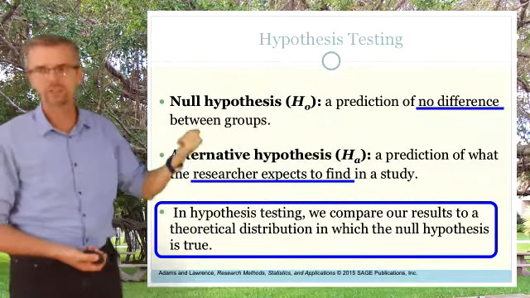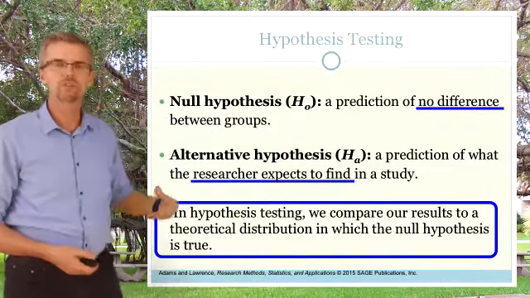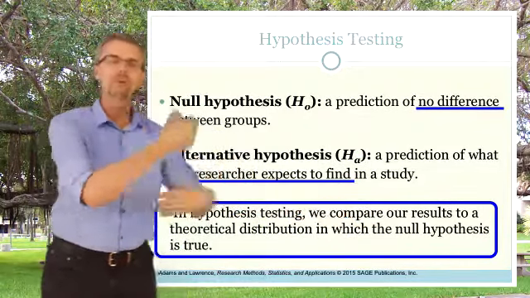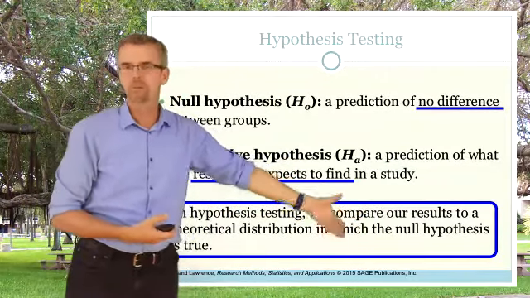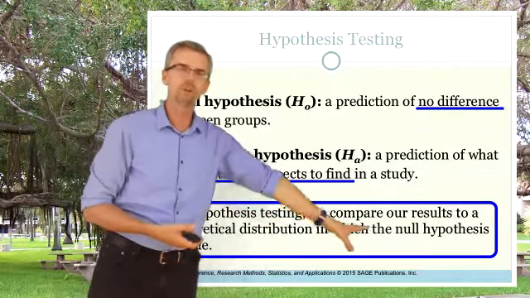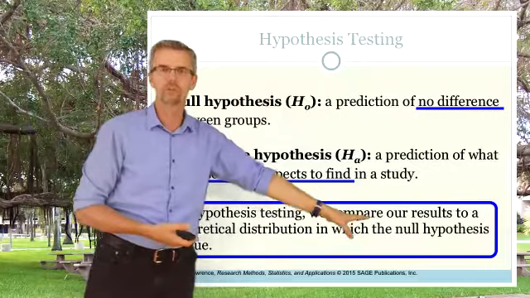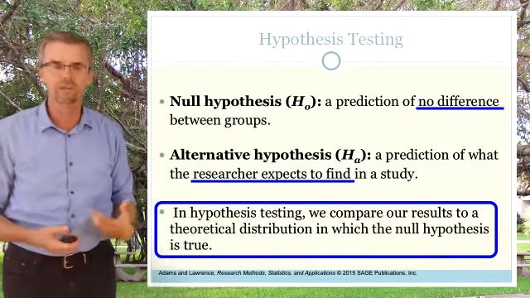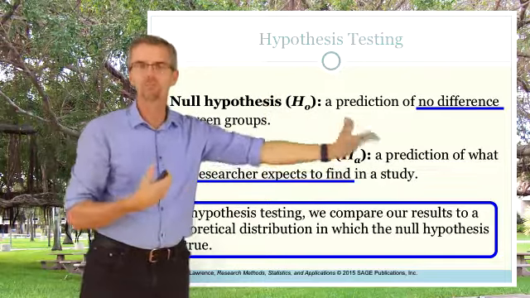In hypothesis testing, we compare our results to a theoretical distribution in which the null hypothesis is true. Theoretical distribution. We don't actually go out and get this distribution, but we use probability theory to say this is what should be the case. And if you support the null hypothesis, then you've said, yes, this theoretical hypothesis still holds true. So you're setting up what they call in hypothesis testing a straw man that you're trying to push down. You set up this straw man, and then you try and push it down with your hypothesis testing.